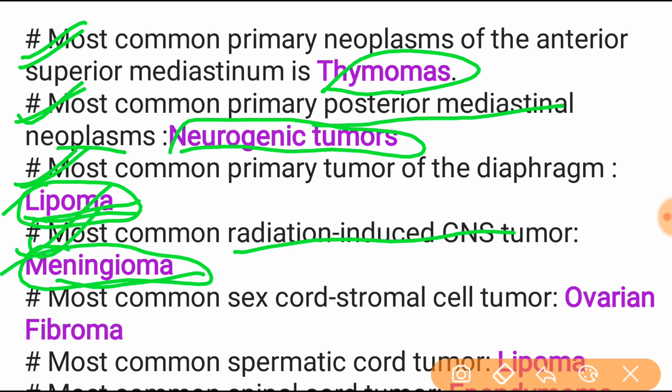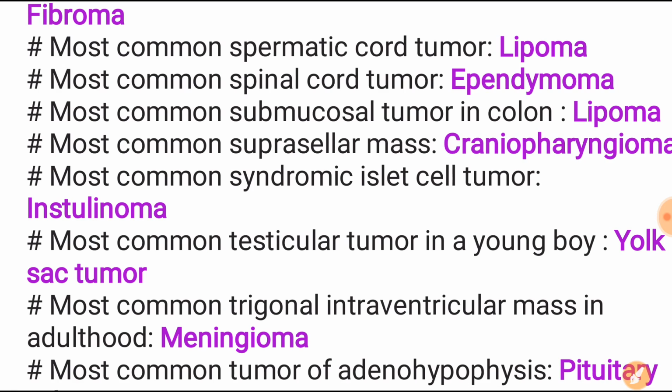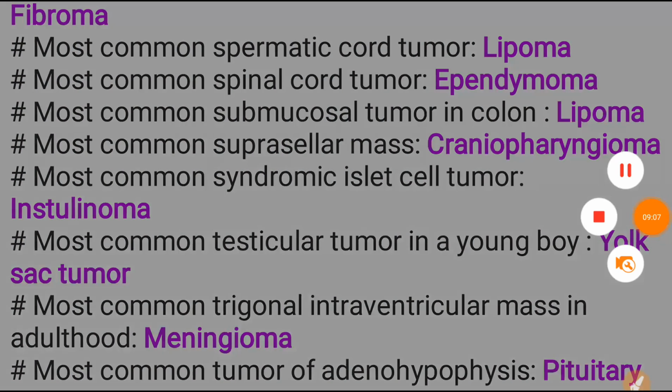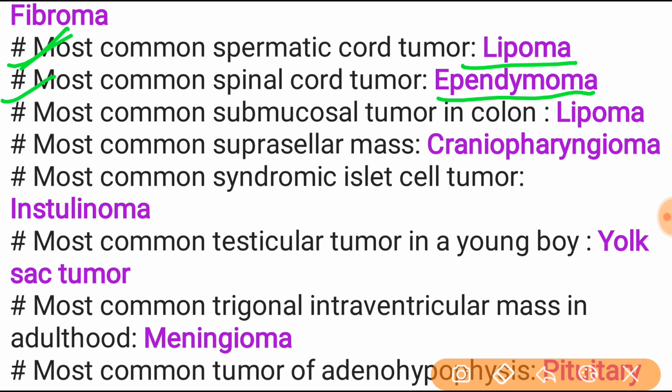The most common sex cord stromal cell tumor is ovarian fibroma. This is also most important. And the most common spermatic cord tumor is lipoma. This is also a most important question. The most common spinal cord tumor is ependymoma. It is also an important question.